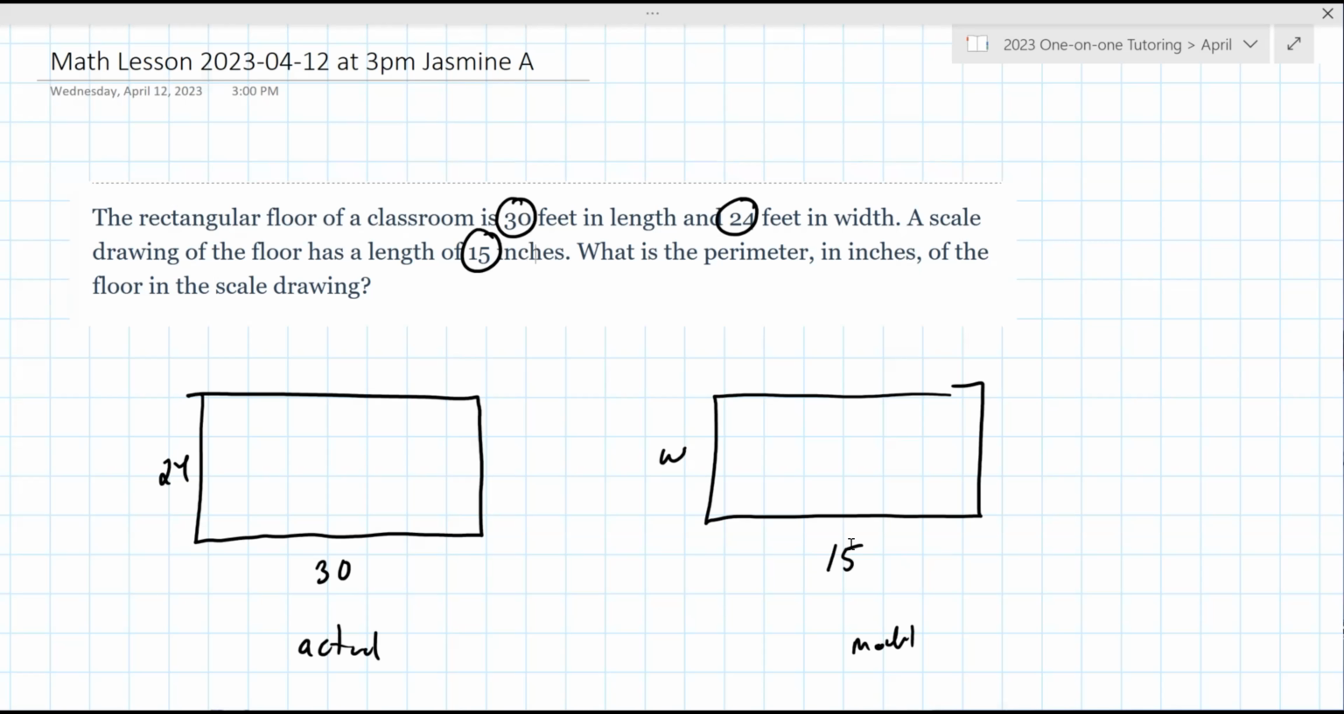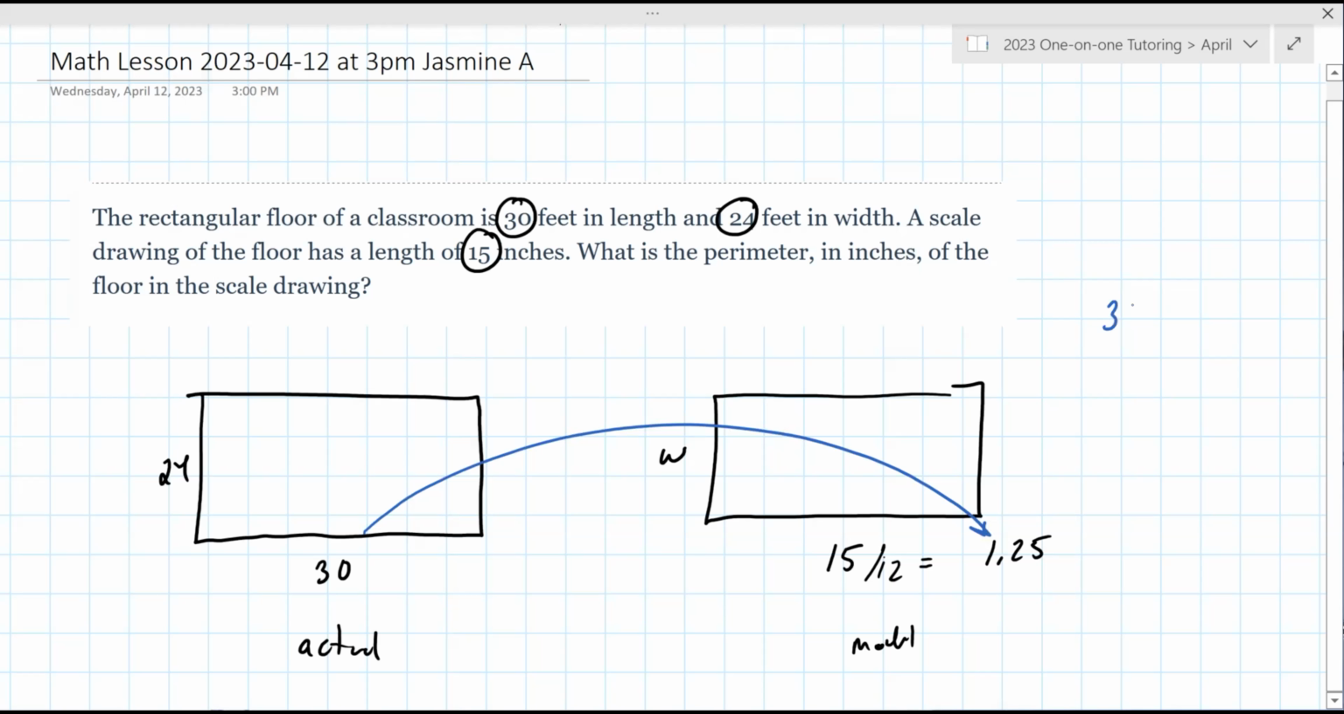Okay. So we do that by dividing this by 12. You got that calculator handy? Can you tell me what that becomes? 1.25. Good. So the idea is that, and you can look at this two ways. How do you go from 30 to 1.25? I think of it as an equation like 30 times K equals 1.25. And you can get what's called the scale factor.